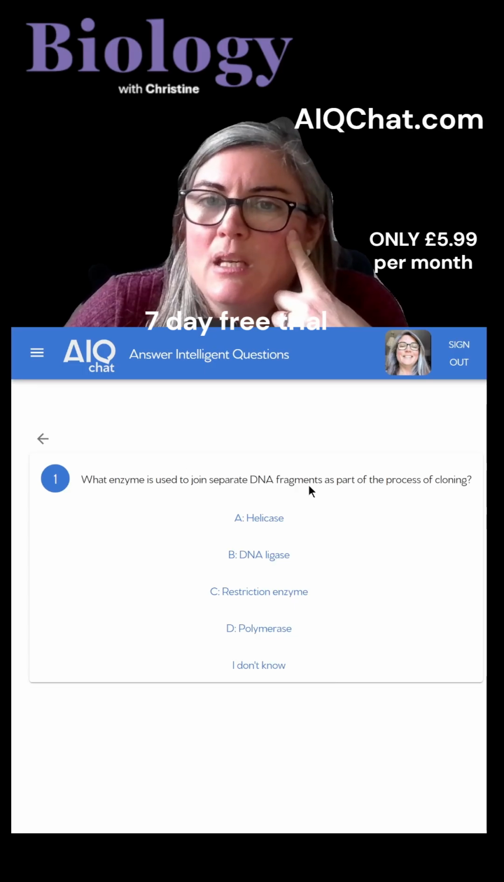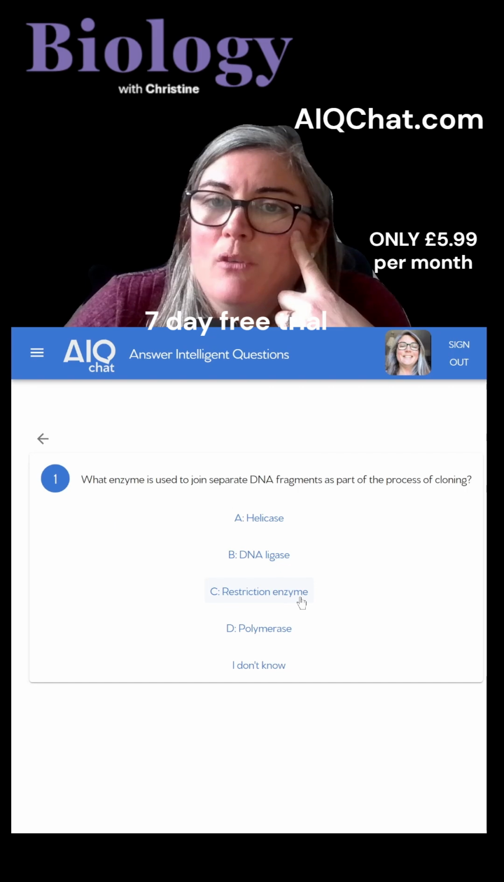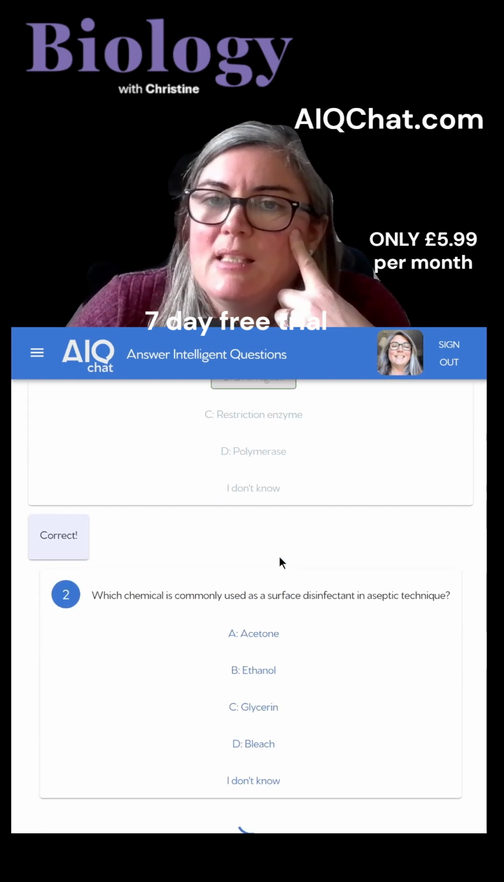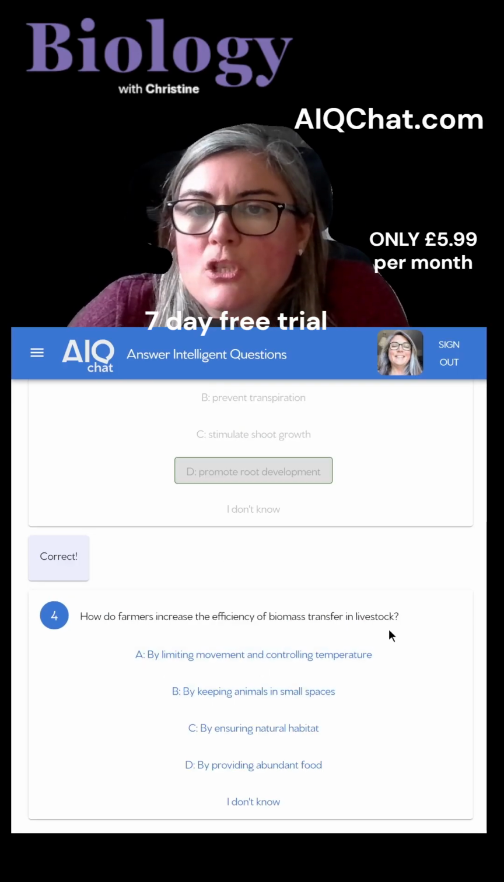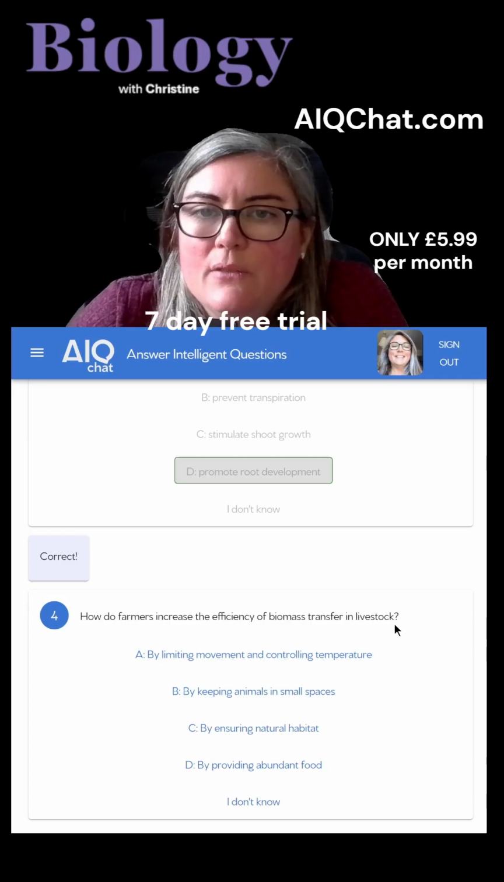Joining separate DNA fragments. Helicase breaks the hydrogen bonds. DNA ligase joins fragments. Restriction enzymes is for breaking the DNA at specific recognition sites, and polymerase is for building. So I would say it's DNA ligase. Great. How do farmers increase the efficiency of biomass transfer in livestock?